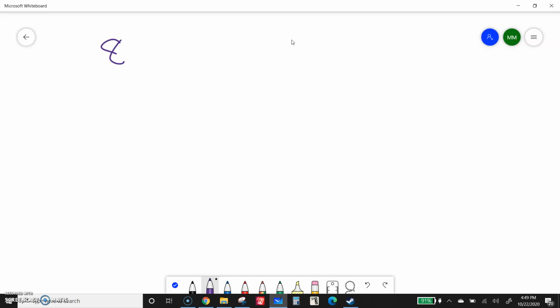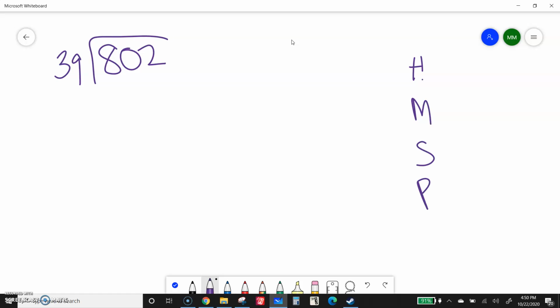Let's do 802 divided by 39. Remember, maybe you liked this method for 1 digit, but you're feeling like it's hard with 2 digits, so go try the other way. It's okay to use both strategies depending on the problem. All right, so we're going to have how many times? Multiply, subtract, bring it down.